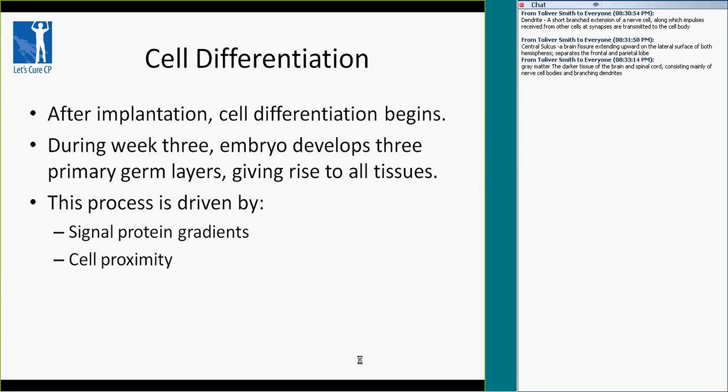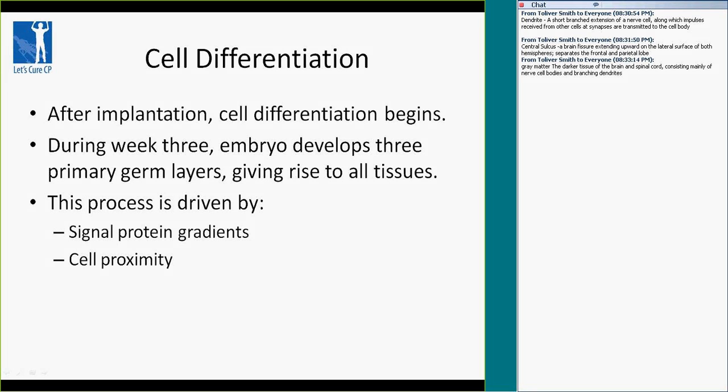After fertilization and implantation of an egg, cells begin to differentiate. During week 3, you get what we call the primary germ layers. Before week 3, essentially all of the cells in that ball are the same. All cells have a complete genome, and almost all of those genes are available. During week 3, you start to see changes, and you get those 3 primary germ layers.